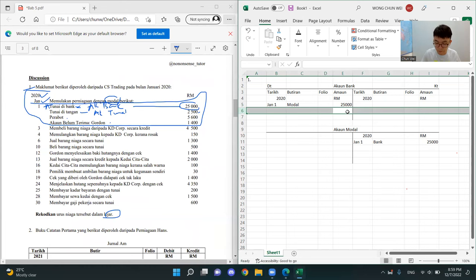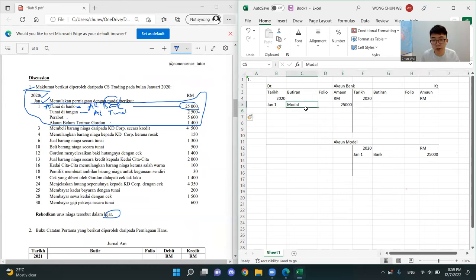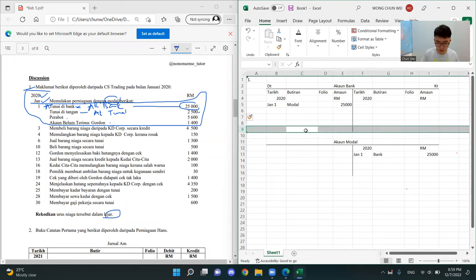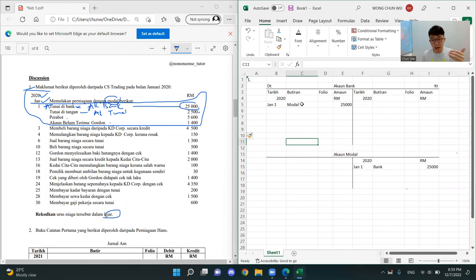So maybe after this one, you skip like 1, 2, 3, 4, 5, 6, 7. I think 7 lines. So sometimes you need to agak sendiri lah, right? Because in exam, you don't know how much we need to skip, right? So you just give more. Okay, you give more lines. You know, so like 1, 2, 3, 4, 5, 6, 7. I think should be fine. 7. Okay, then you skip to modal.